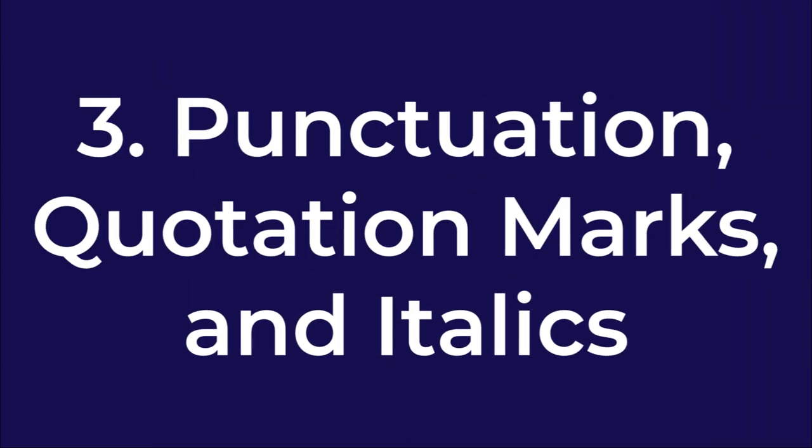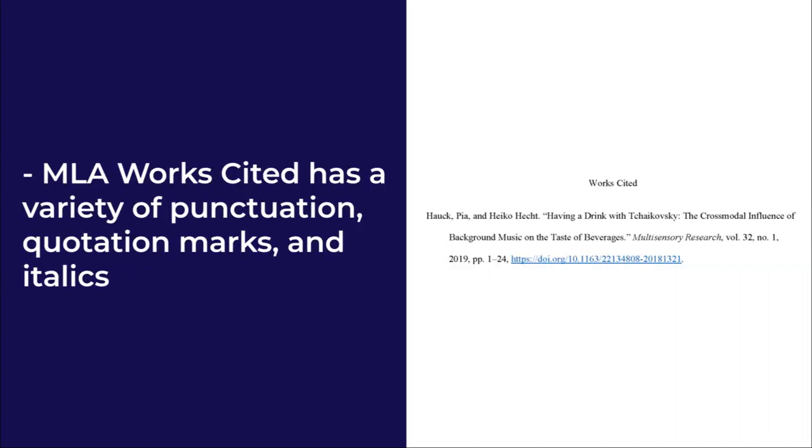Number 3. Punctuation, quotation marks, and italics. In an MLA works cited, the formatting will include a variety of punctuation, quotation marks, and italics. There are specific rules about what does and doesn't get italicized or enclosed in quotations, as well as where all the punctuation goes. This all depends on the type of source you're citing.